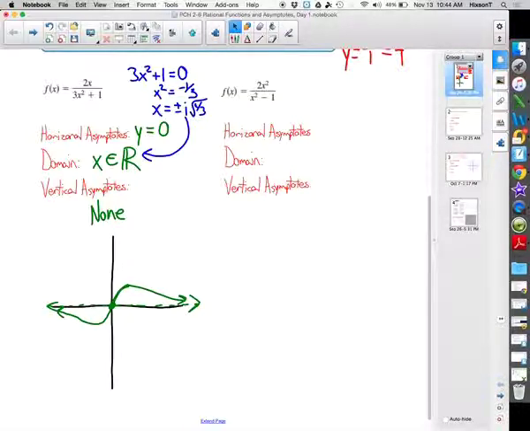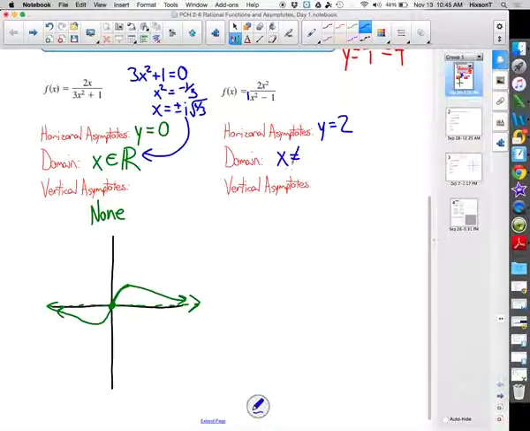What would our horizontal asymptote be? y equals 2, good. Notice they're both x squareds in the numerator and denominator. So it's 2 over 1, so that's 2. What would the domain equal? x cannot equal positive 1 or negative 1. Everything except for +1 or -1. If you set that x squared minus 1 equal to 0, you'd get x equals plus or minus 1.